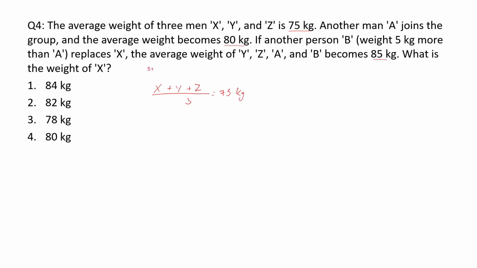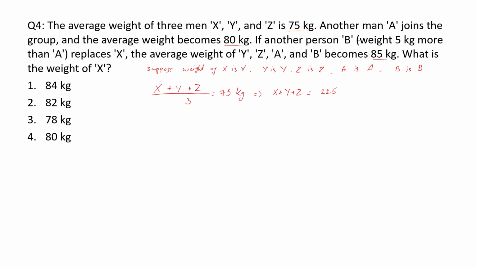So suppose weight of X is x, Y is y, Z is z, A is a, B is b. So I'm denoting weight of each of the person by the symbol itself. So x plus y plus z upon 3 is 75. This will give you x plus y plus z is equal to 225. Okay. Now this is the first line.